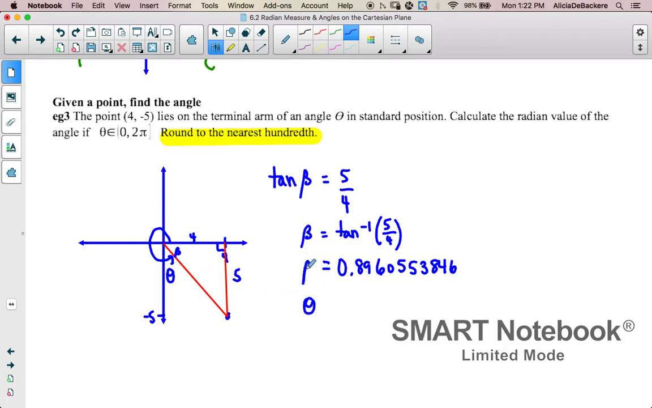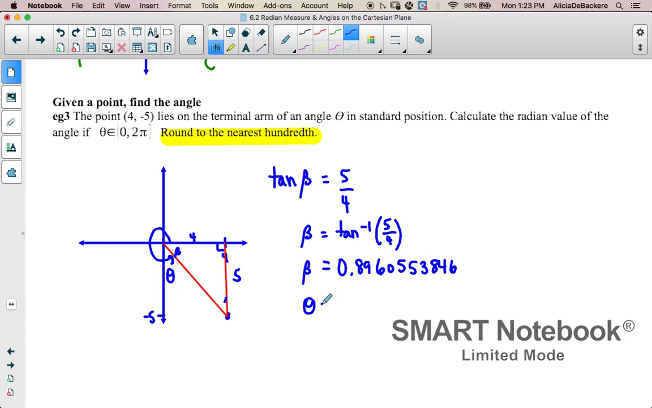So remember, this is the value of beta. It makes sense that beta is about 0.89. Remember that there's pi radians on the top. So that means that there's 3.14 radians on the top. And we can see here that beta, like my picture's not drawn exactly, but you can kind of see that beta is less than half of 3.14. So that makes sense that it's 0.89.